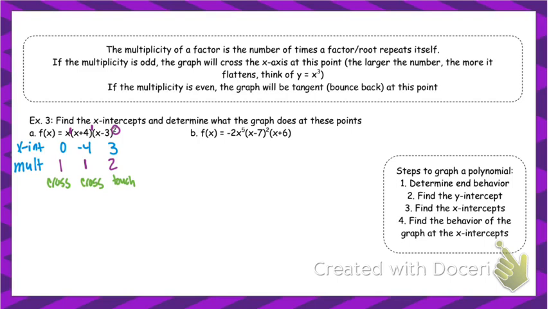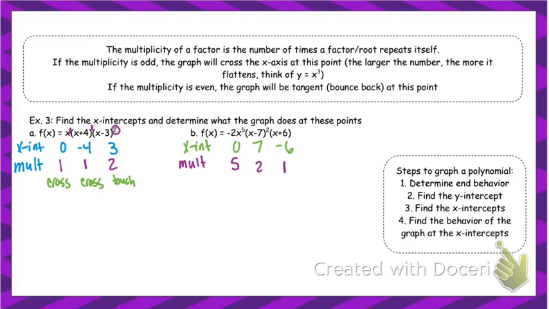All right, looking at b, very similar. We'll start with the x-intercepts, which are 0, 7, and -6. Then we'll determine the multiplicity. 0 is raised to the 5th power. 7 is raised to the 2nd power. This one is raised to the 1st.